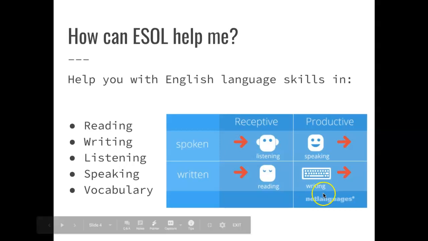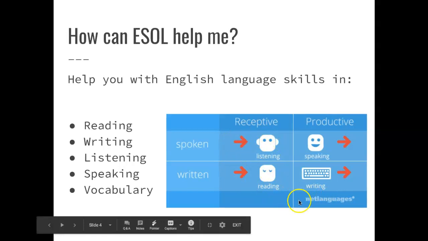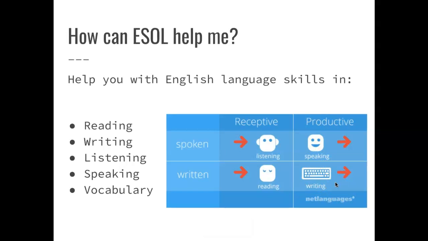So usually the ones that people learn first are the receptive skills, and then they add on the productive skills. But for some of you, maybe you're good at one thing and not at the other, or maybe you're pretty good at everything equally, and that's all okay. We'll practice all of them in this class.